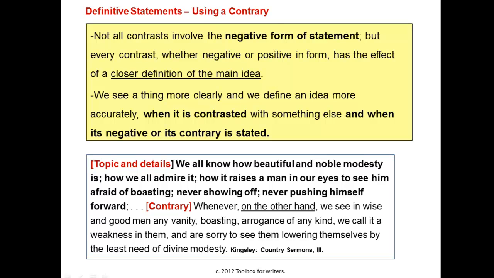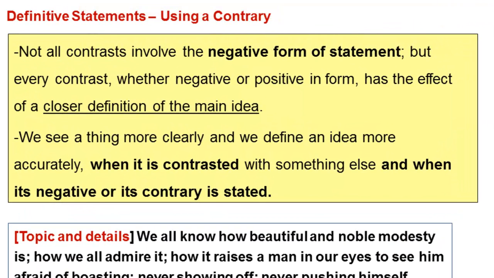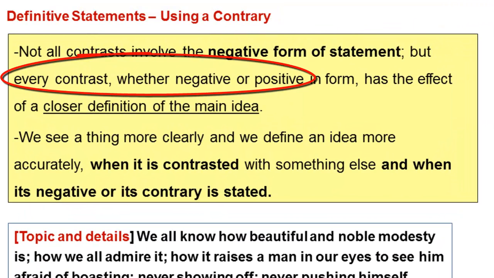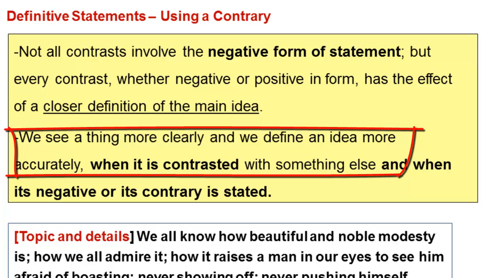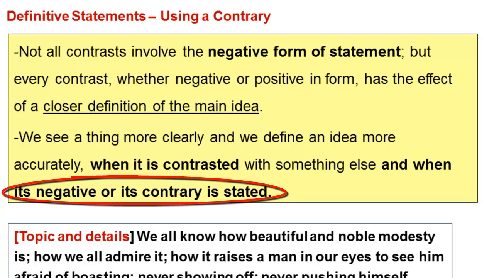We're still on definitive statement paragraphs. Now, instead of using a negative form of a statement, here we're using a contrary. No matter what form of contrast you use, whether a negative exclusion or a positive inclusion, both have the effect of giving a closer definition of the main idea you're trying to convey, the main thought, the main topic of your paragraph. When things are contrasted, we see them more clearly. We define ideas more accurately when we contrast them with something else, and when the negative or contrary is stated.